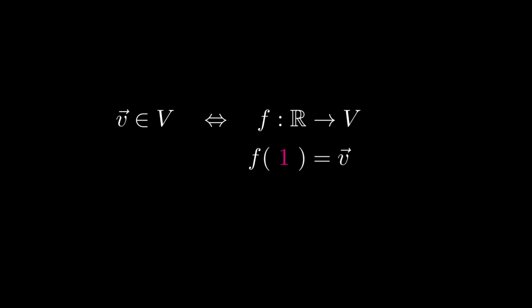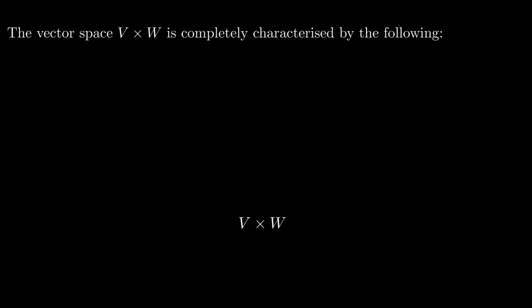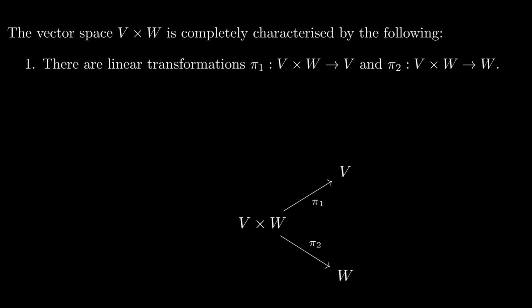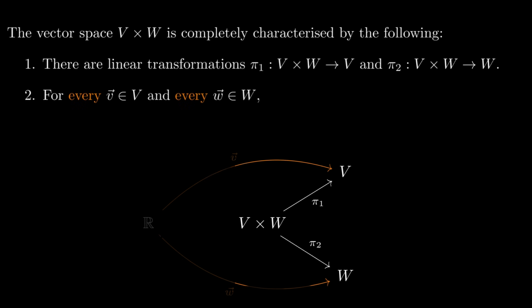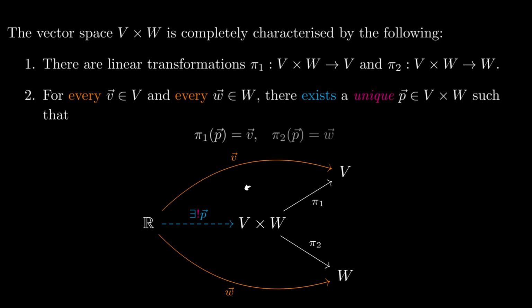Luckily for us, we can resolve this problem by replacing the singleton with the one-dimensional vector space R. Specifically, a vector in V corresponds to the unique linear transformation from R to V that sends 1 to that vector. Now, in the exact same way as with sets, we can completely characterize the vector space V times W by the following properties. First, we have linear transformations projecting from V times W to V and from V times W to W. Secondly, for any vector in V and for any other vector in W, there is a unique pair in V times W such that the first component is V and the second component is W.